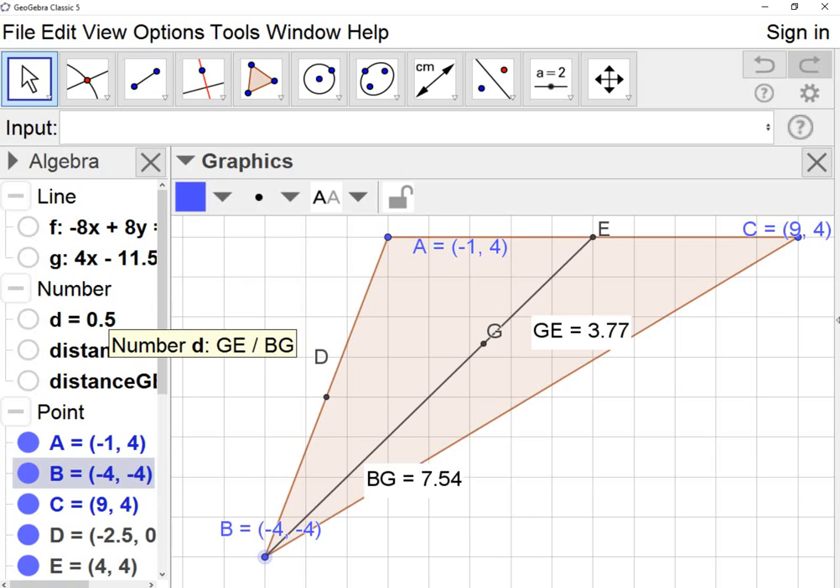So that's a nice feature about a centroid. The way I'm going to phrase this: the distance from the vertex to the centroid is twice as big as the distance from the centroid to the midpoint. Vertex to centroid is twice as big as centroid to midpoint.